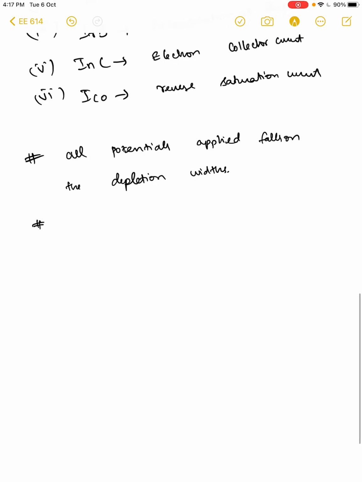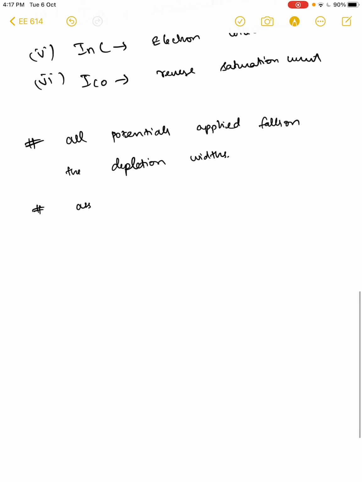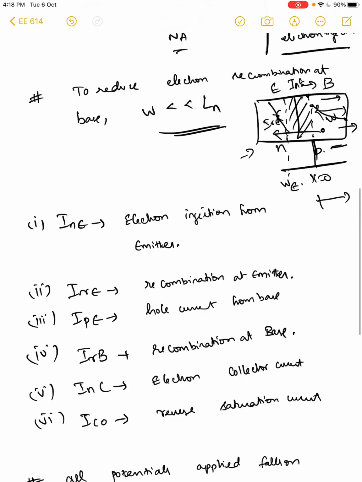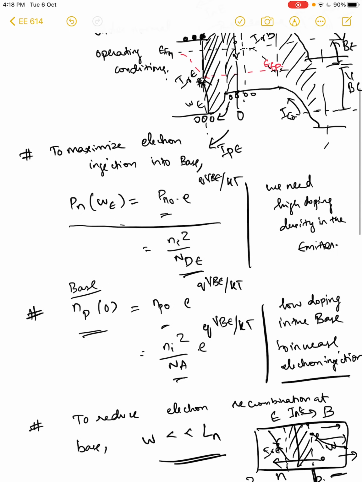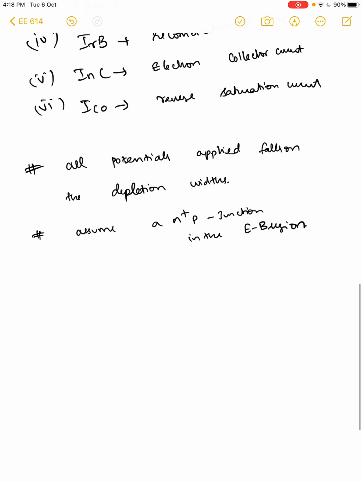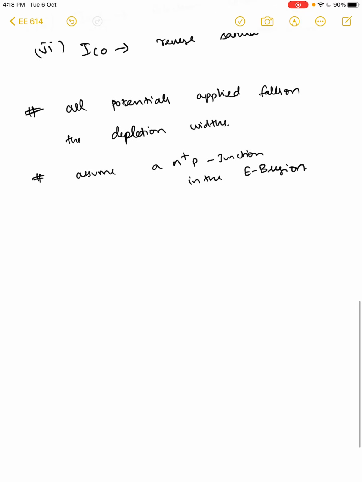The second assumption is we are going to assume an N plus P junction in the emitter base region. So we are going to assume the emitter to be super heavily doped, and most of the depletion width falls in the base. That's our assumption. So let us draw the doping density and the depletion width more clearly, so that next time when we are deriving it, it makes it much easier for us.